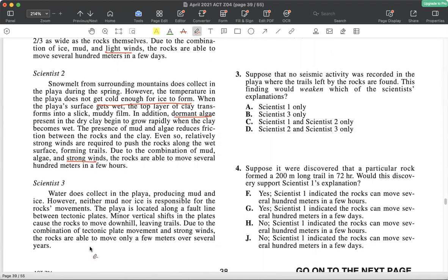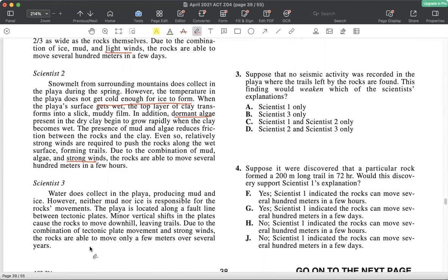Scientist 3. Water does collect in the playa, producing mud and ice. However, neither mud nor ice is responsible for the rocks' movements. The playa is located along a fault line between tectonic plates. Minor vertical shifts in the plates cause the rocks to move downhill, leaving trails. Due to the combination of tectonic plate movement and strong winds, the rocks are able to move only a few meters over several years.